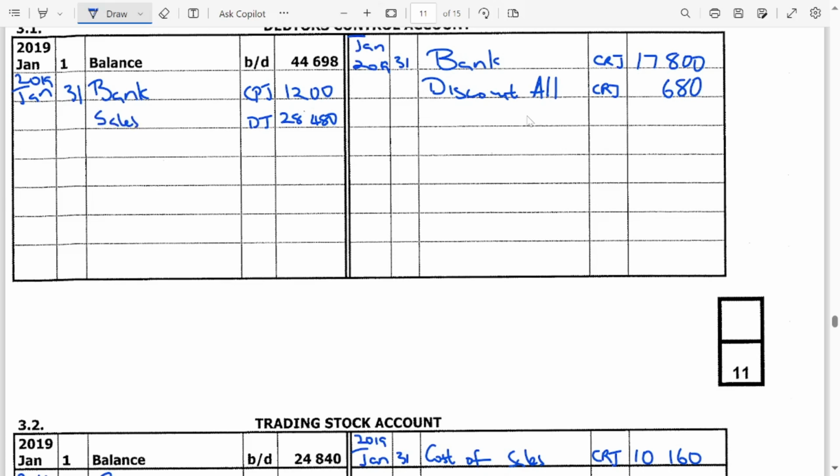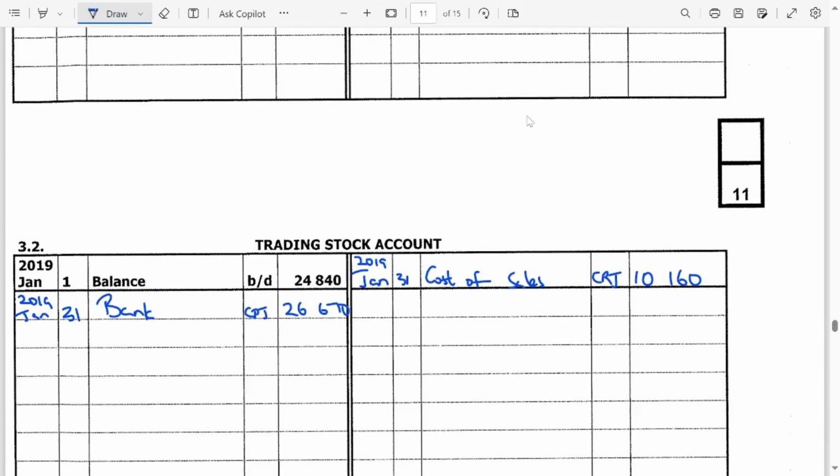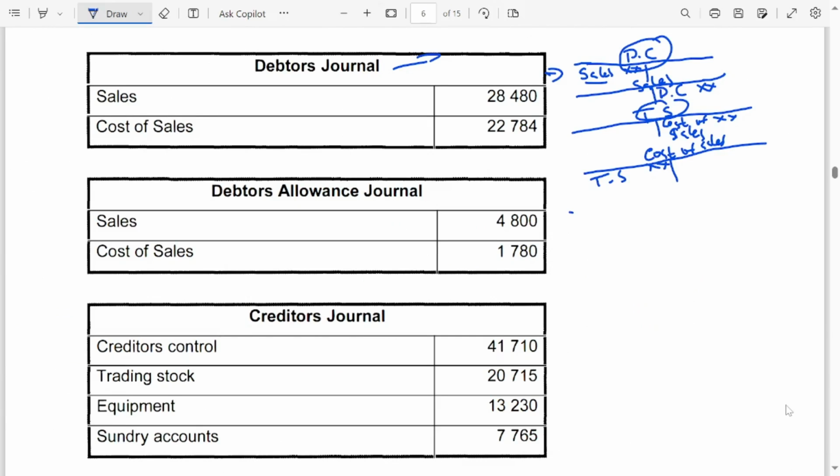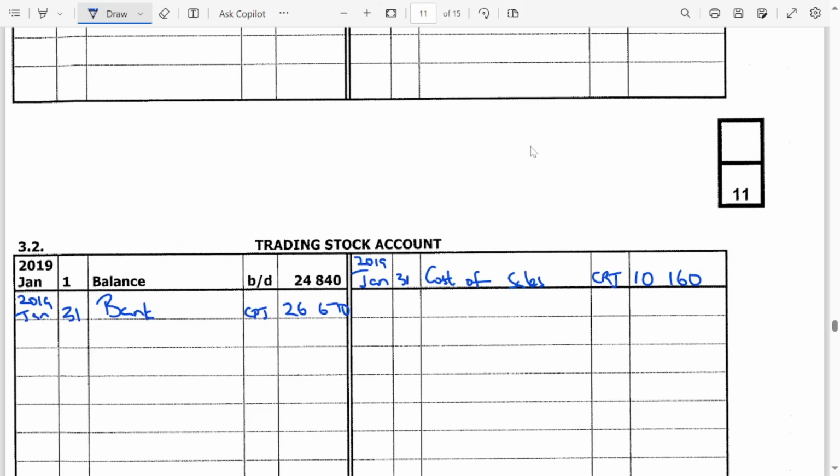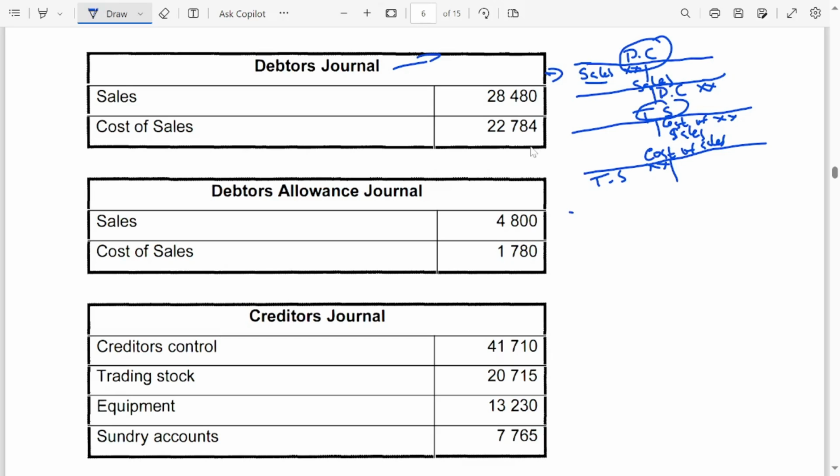And then we're going to go to the trading stock. Then we're going to credit it with the cost of sales of 22,784. So it's DJ, cost of sales. Right, so we are done with the debtors journal.